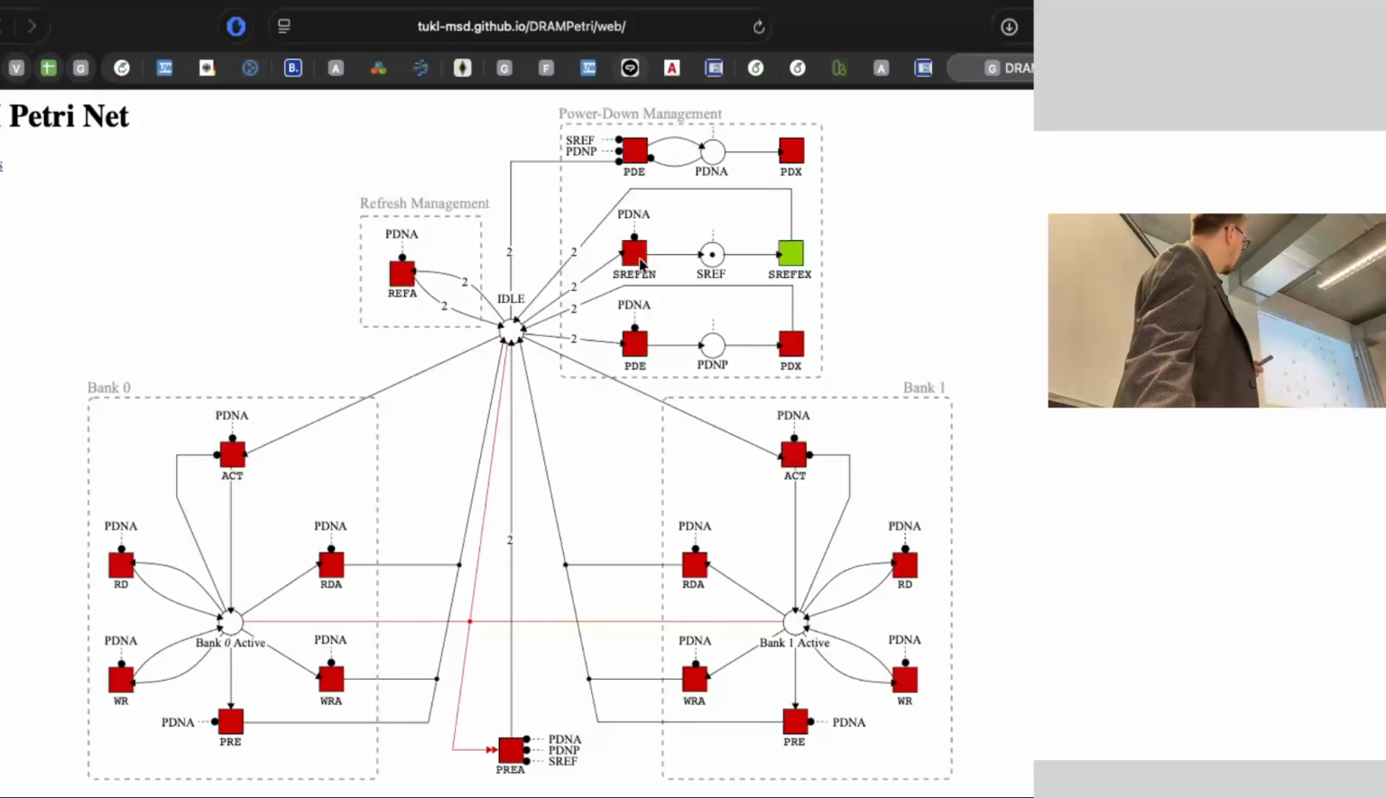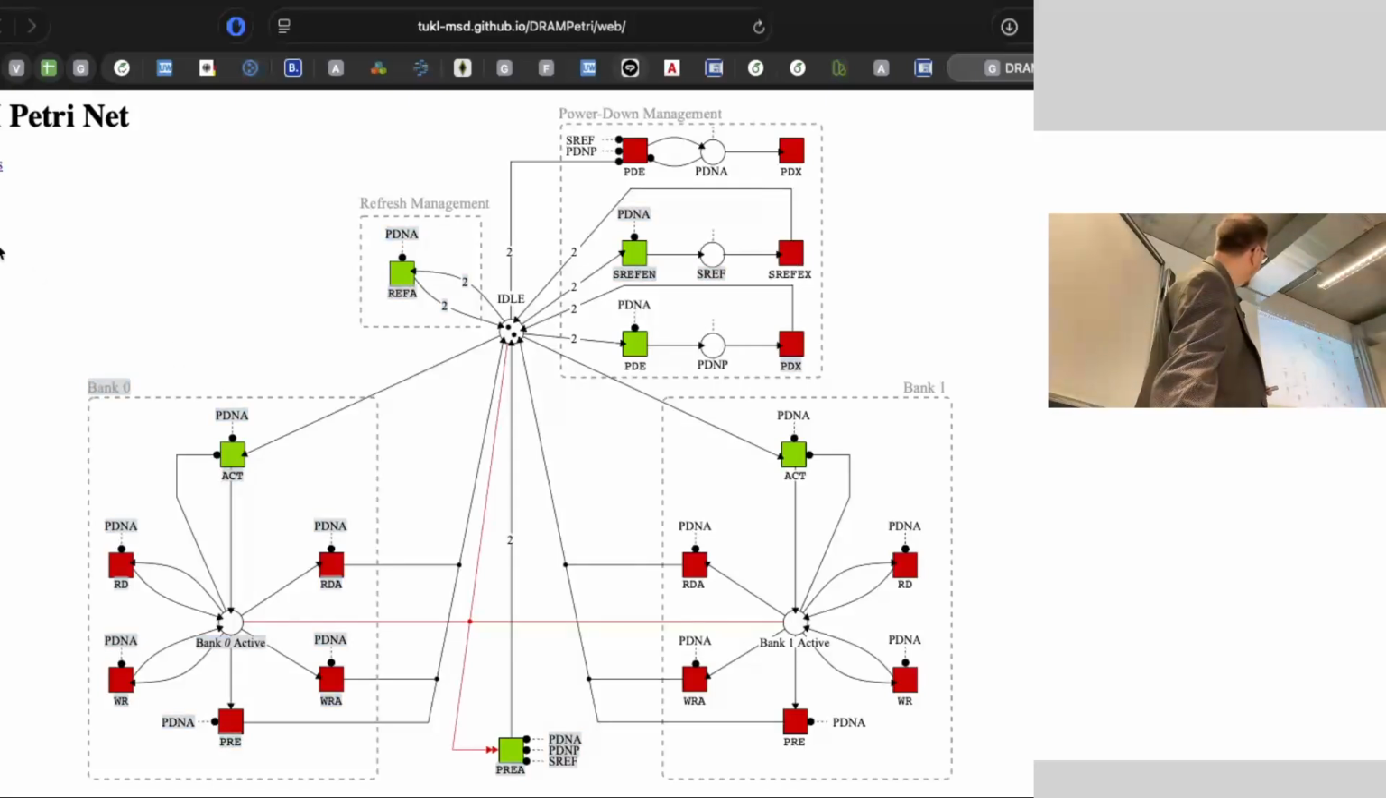But you could also go to self-refresh. Then the DRAM is in a power saving mode, and you cannot do anything besides waking up again. So this is the self-refresh exit. And you can model that. And of course, this is just a demonstration.